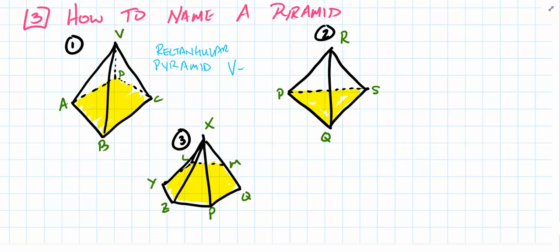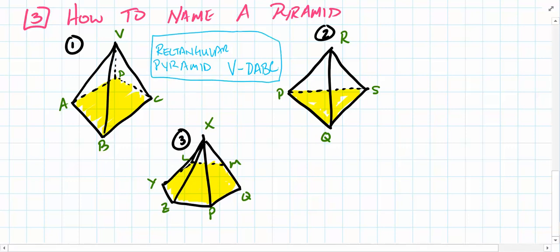Rectangular pyramid, vertex V, and then what? We have to go around the base in an order. So we can go in any order we want. We just have to go in consecutive order. So I could call this DABC if I wanted to. DABC. What would be another way I could describe it? ABCD. I could also do that. You just have to go in an order around the base. Okay? So this is how we describe pyramid number one.